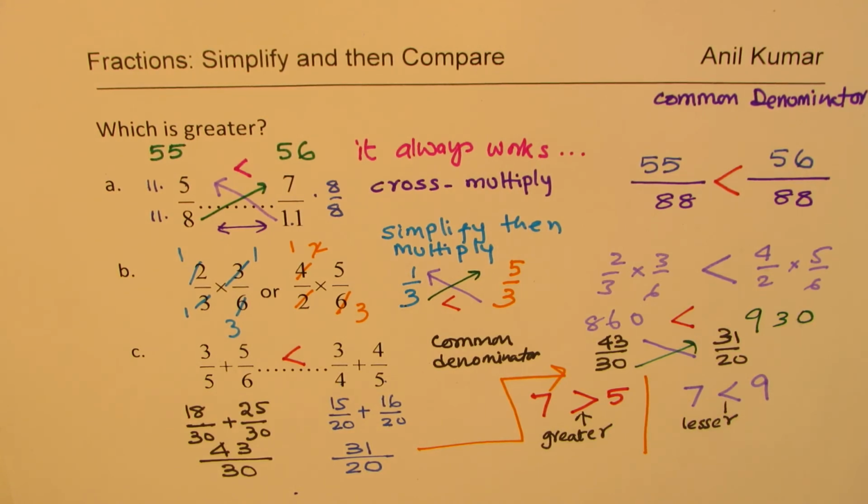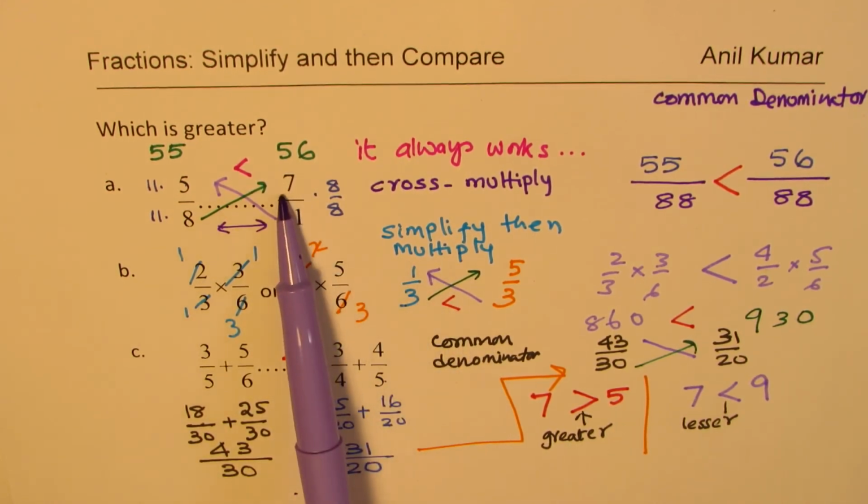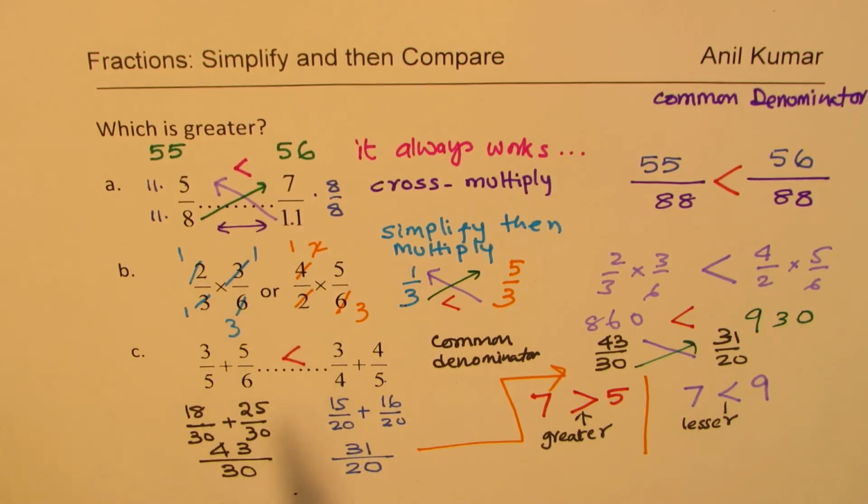So I hope the steps are absolutely clear. If you are given two fractions, just cross multiply and figure it out. If you have to do an operation like multiplication, simplify, then multiply, and then do the comparison as we did in the first case. If you have some addition or subtraction, first do that and then cross multiply and compare.